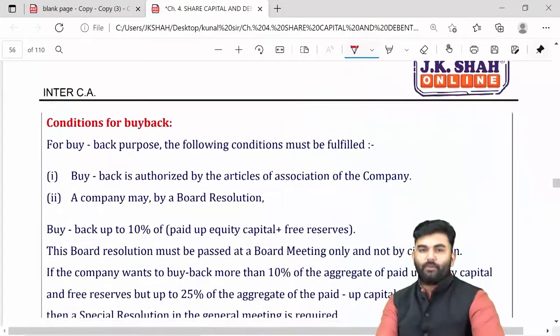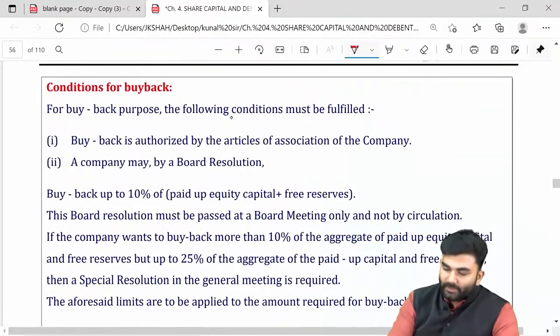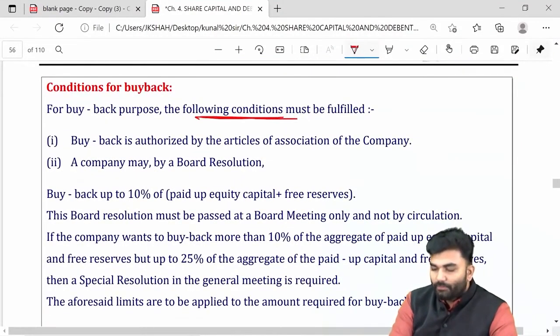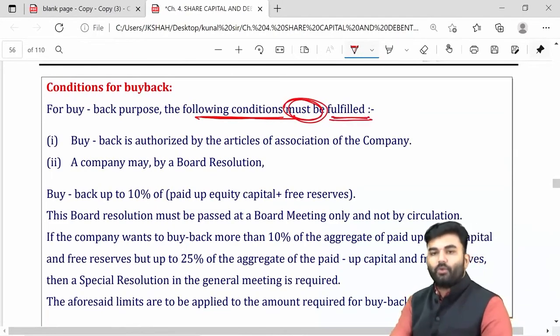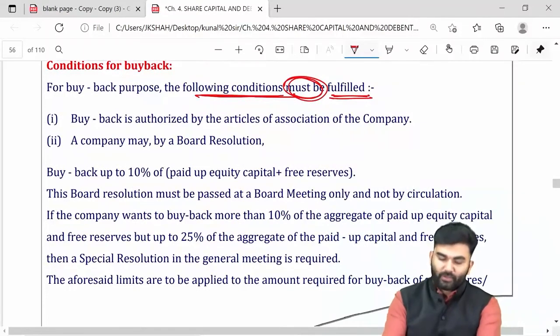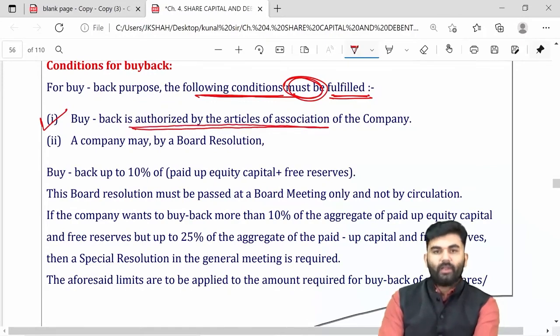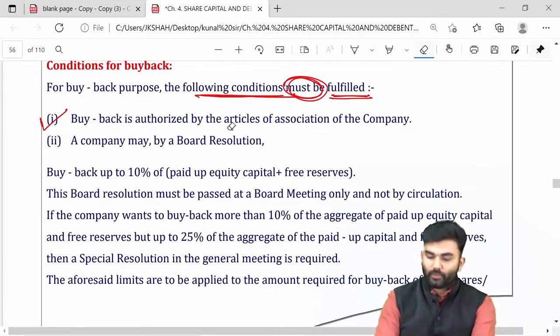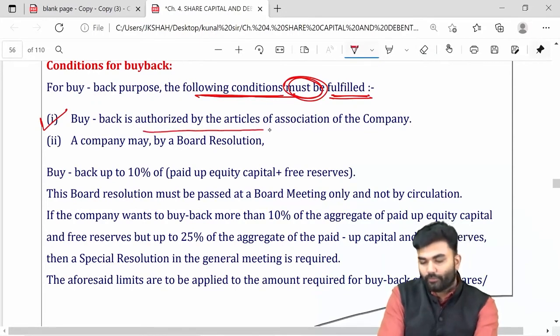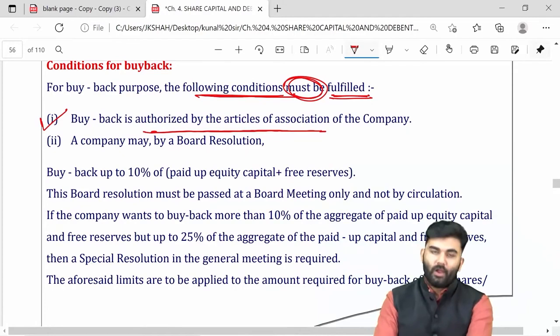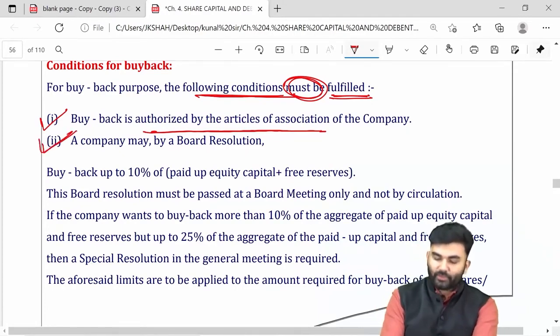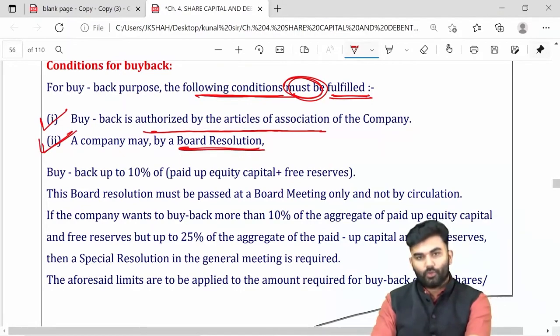See, whenever a company goes for a buyback, there are certain conditions which must be fulfilled by the company. First of all, buyback is allowed only when it is authorized by the articles of the company. Only when the articles of association allow a company to go for buyback, then only the company can go for a buyback. For that reason, the company needs to first pass a board resolution.